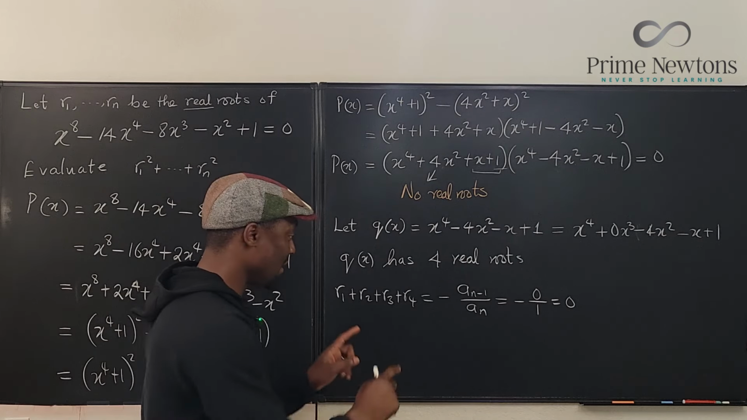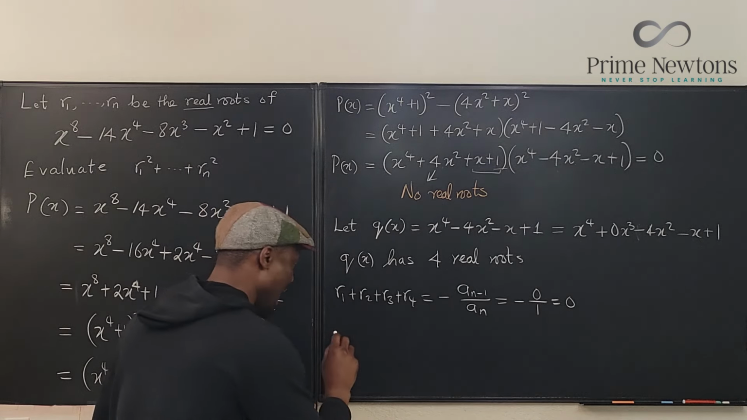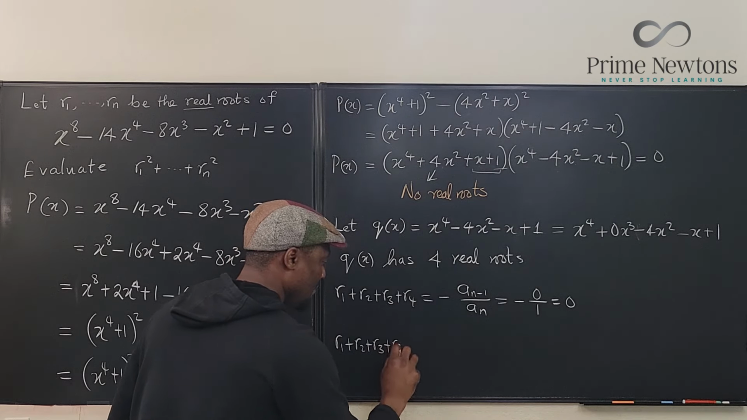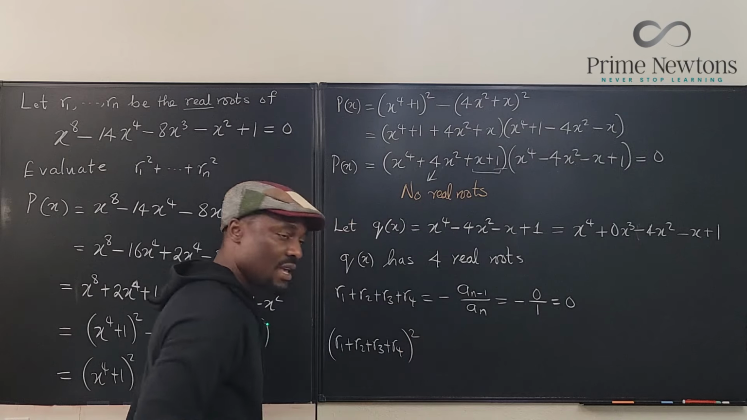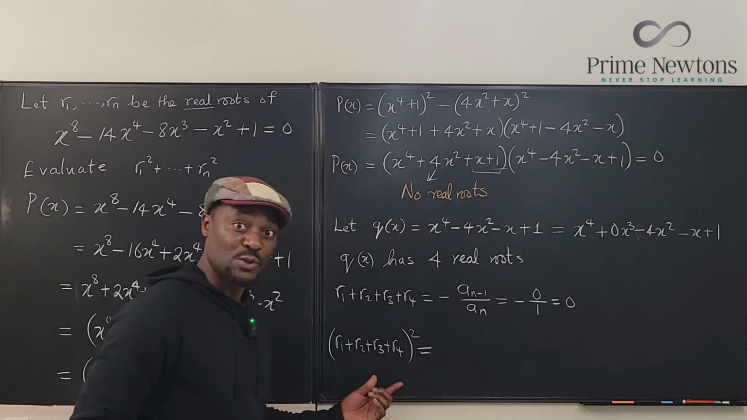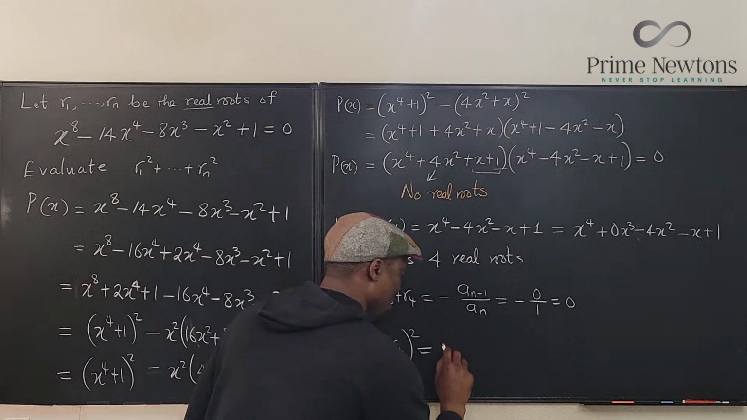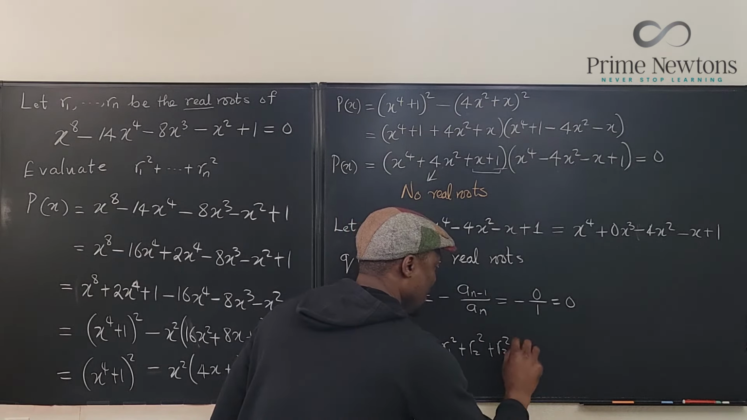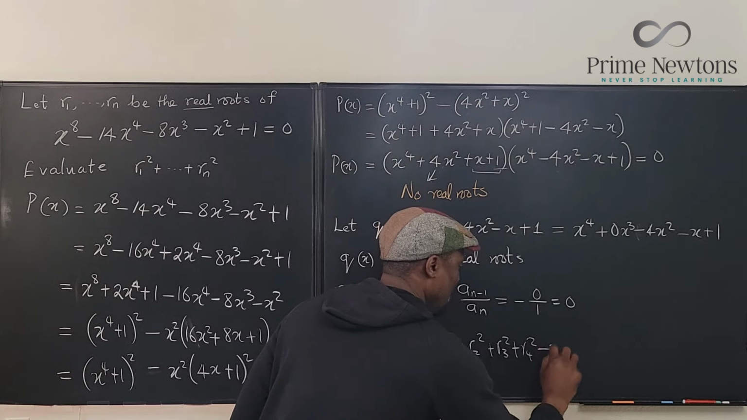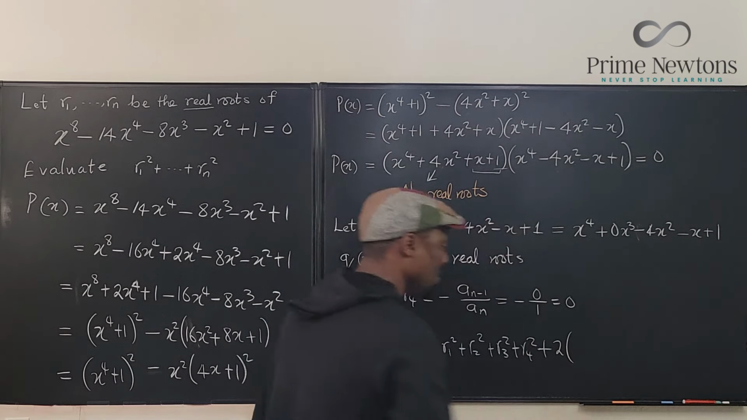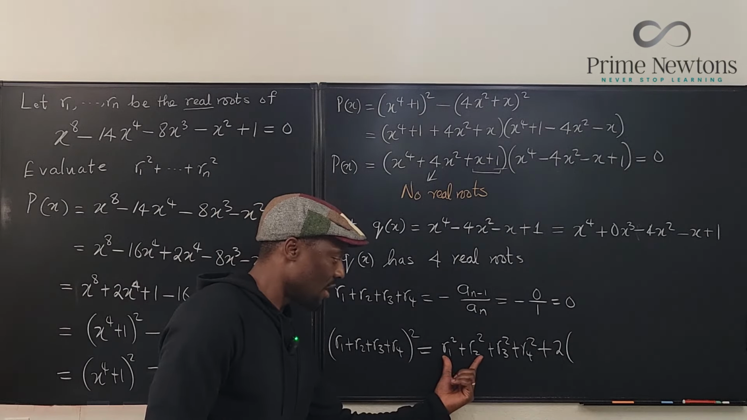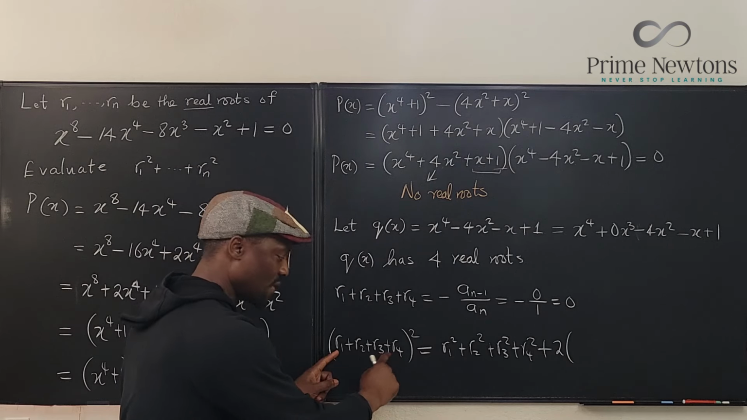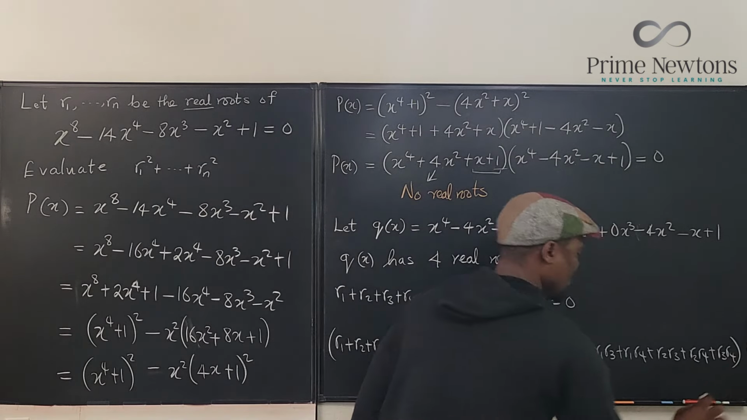And the shortcut to that is to square the sum. So we're going to have r1 plus r2 plus r3 plus r4, and then we're going to square it. Now I want you to do that yourself. This is what you're going to get: r1 squared plus r2 squared plus r3 squared plus r4 squared plus 2 times all the products of the pairs, r1 times r2, r1 times r3, r1 times r4, and then r2. That's what you're going to get.